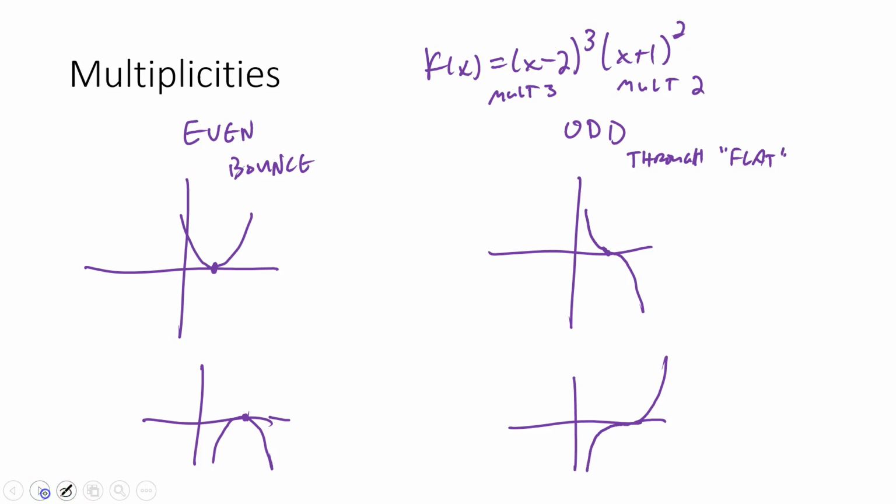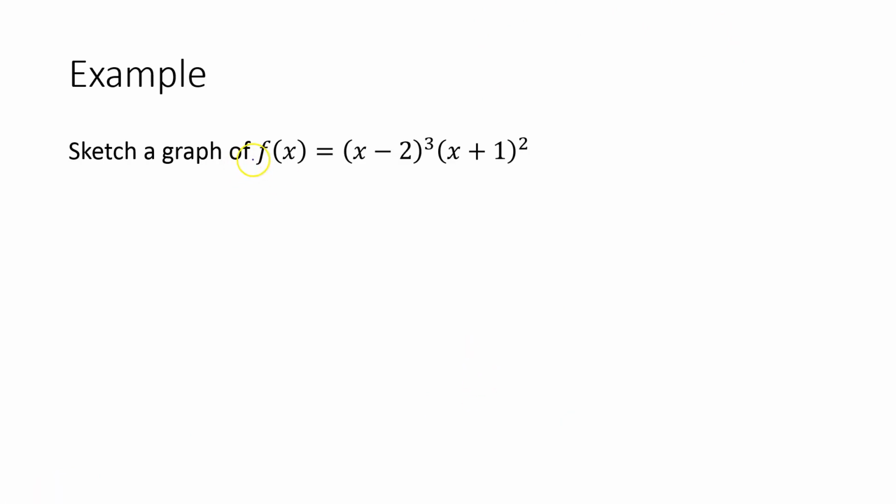So let's try an example. We're going to sketch the graph that we were talking about before. So we have our zeros, x equals 2 and x equals -1. Usually what you do now is you write out the multiplicities. So the multiplicity of 2 is 3, so that's an odd multiplicity. And the multiplicity of -1, sorry about that, -1 is 2, which is even.